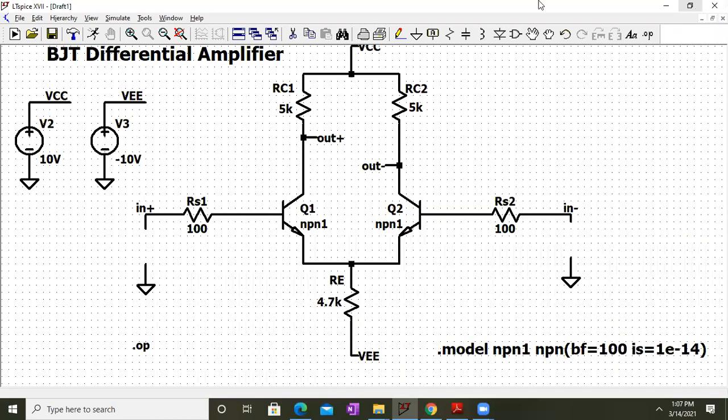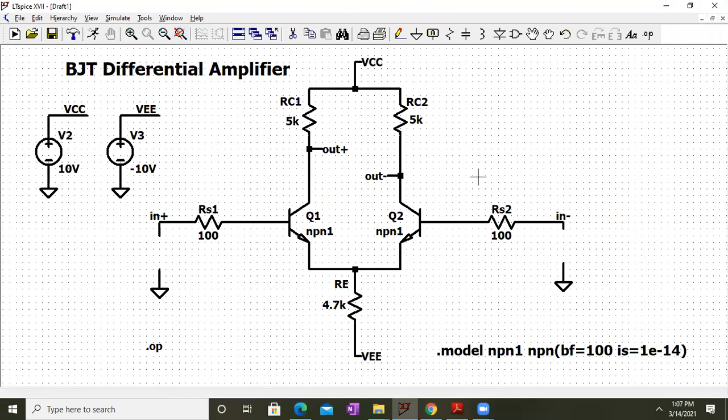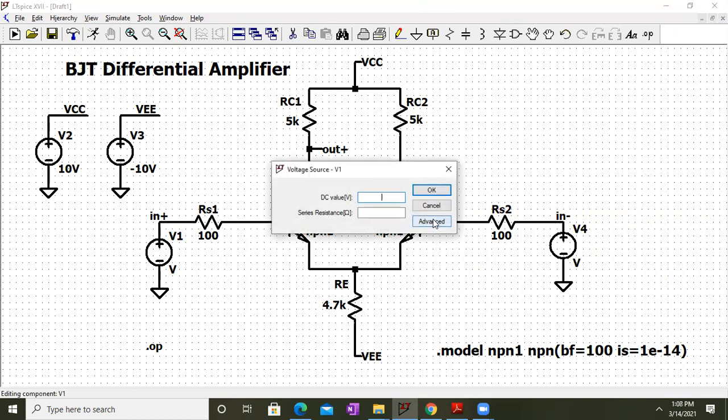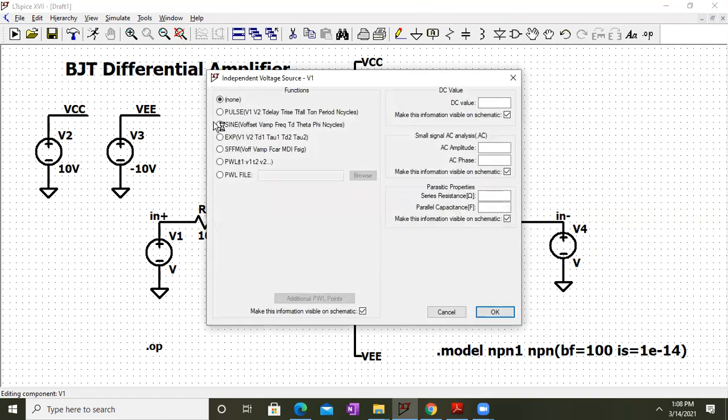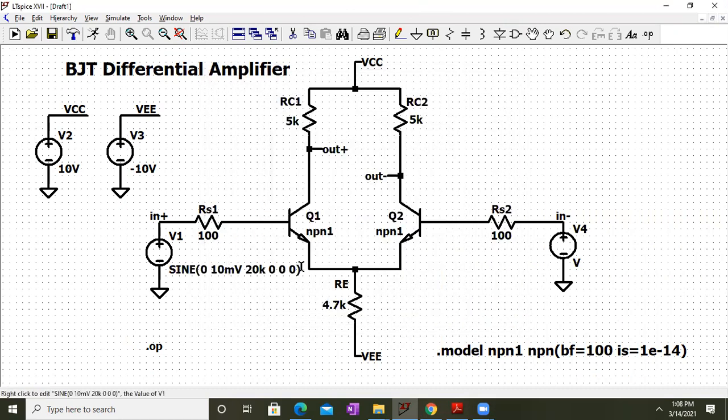Let me maximize this now. Okay, fine. Everything seems correct, and now only two things are left. We have to apply the AC input. So you go to the components, select voltage, and place two voltage sources, one over here and another over here. Now these two voltage sources have to be differential. So right click on it, go to advanced, go to sine. We can give DC offset as 0, amplitude will be 10 millivolts peak, frequency we can give 20 kilohertz, and the phase angle I'm giving as 0.